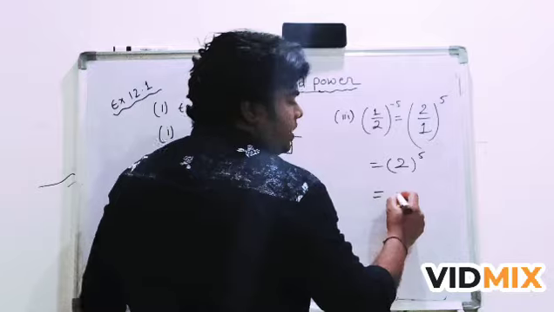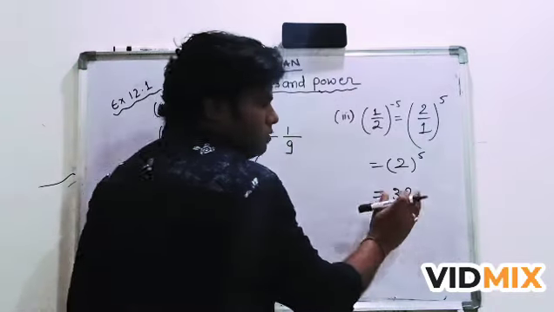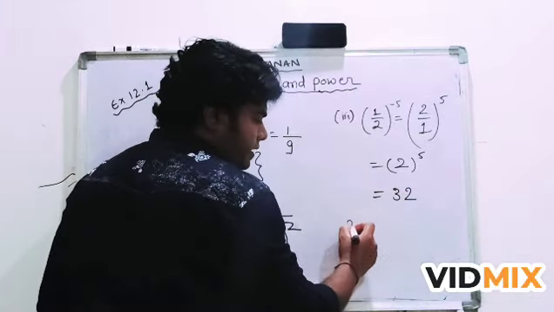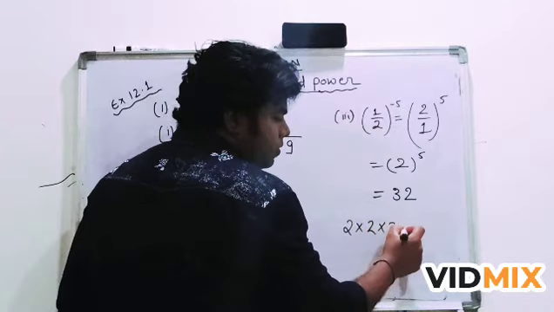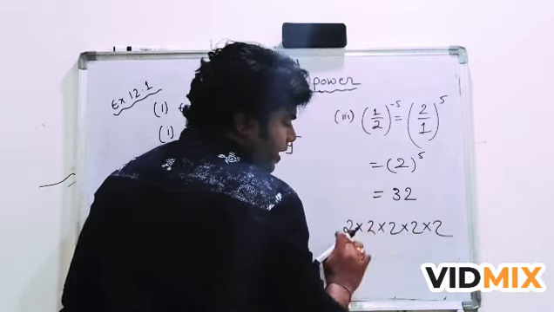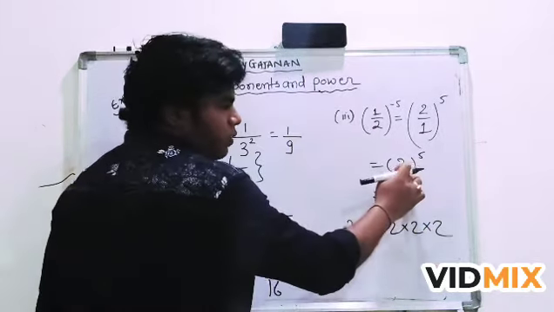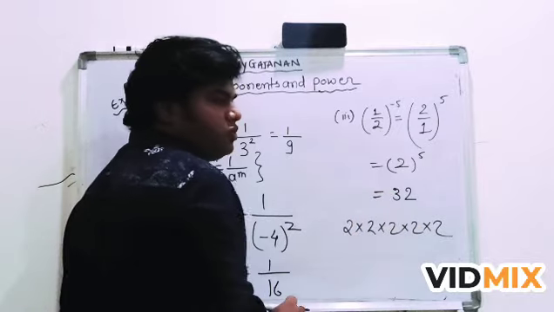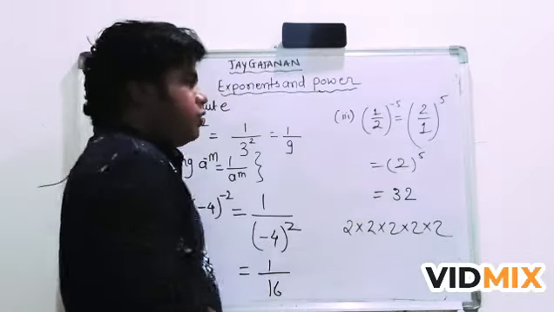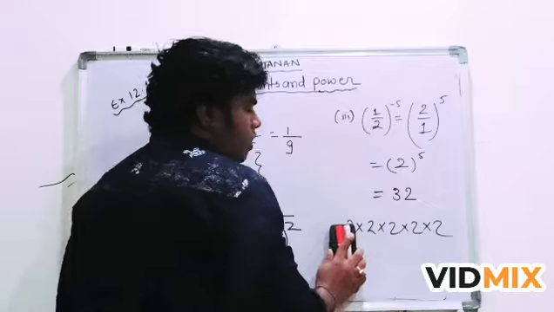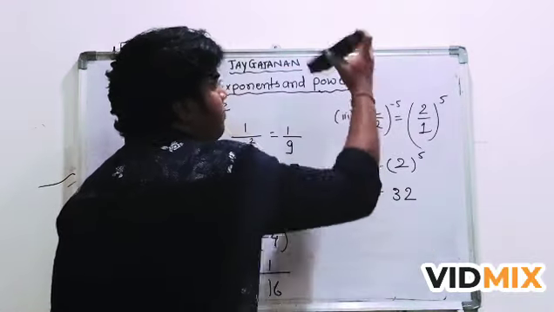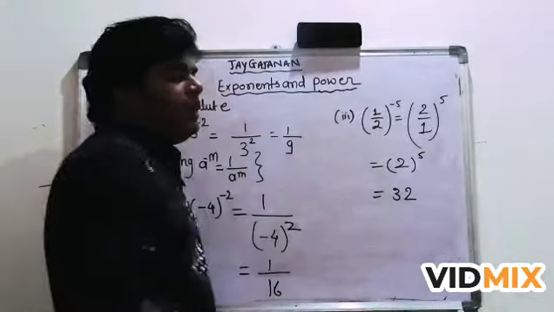Now what is 2 to the power 5? That is 32. Where did this come from? 2 into 2 into 2 into 2 into 2. We have multiplied 2 five times, 2 to the power 5. So we got 32. In this way, we can solve question number 1 by using that particular identity.